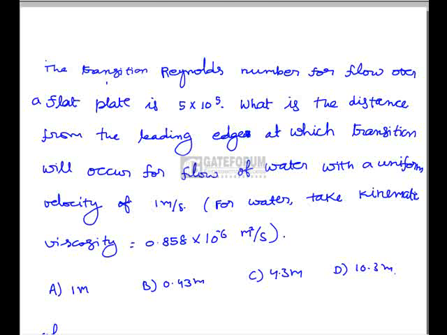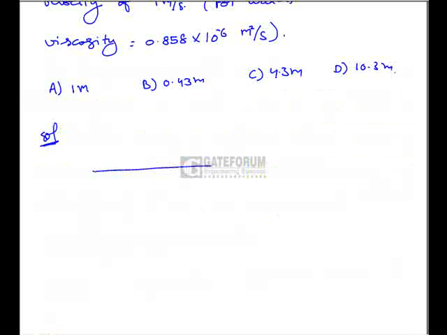So here this is the case of flow over a flat plate, and after a certain distance the flow gets transitioned to turbulent, that is up to a certain region it will be laminar, and after that it will be the transition region, and after that it is a turbulent region. So here the given Reynolds number for the flow over a flat plate is for the transition.